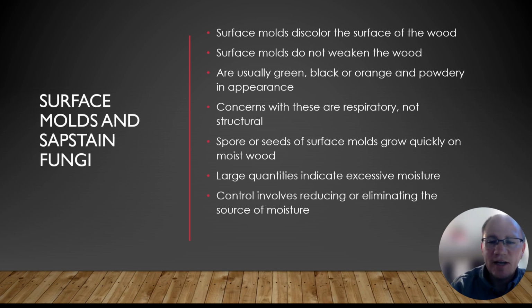The spores or seeds of surface molds grow quickly on moist wood. Large quantities indicate excessive moisture. Control involves reducing or eliminating the source of moisture. So I want everybody to know again, surface molds can come in multiple colors. I don't really have a photo necessarily of the orange ones. If you've ever seen the orange powder surface molds, they're very interesting. They are a bright orange color. It's kind of impressive what they look like.